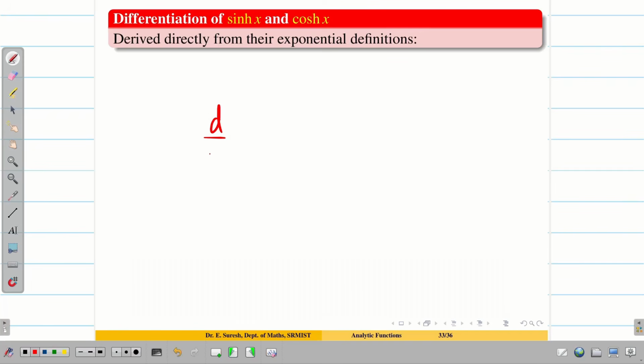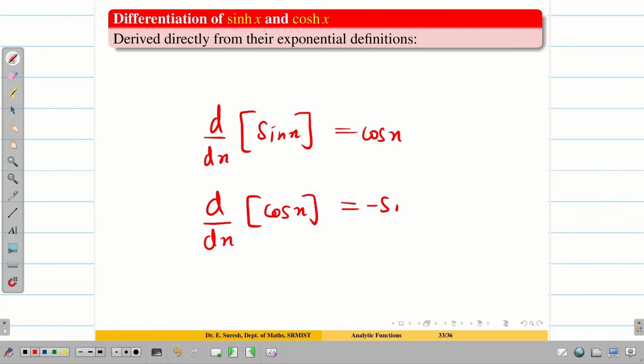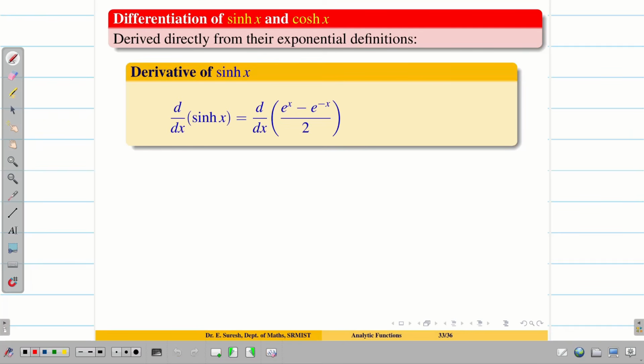Similarly, now we have a doubt. We know differentiation of sin x is cos x and differentiation of cos x is minus sin x. But what happens for these hyperbolic functions? Differentiation of sinh x: we know sinh x is equal to e power x minus e power minus x by 2. If we differentiate this, we get e power x. Then e power minus x differentiation is minus e power minus x, minus into minus is plus, divided by 2. So differentiation of sinh x is cosh x.